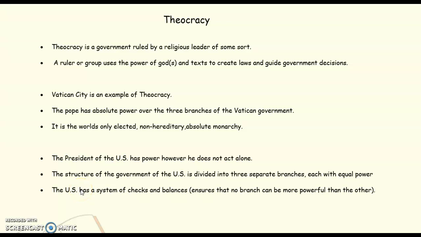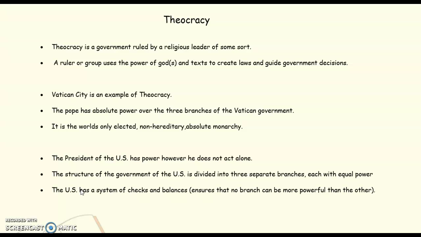Next, we're going to be talking about theocracy. Theocracy is a government ruled by a religious leader of some sort. A ruler or a group uses the power of gods and texts to create laws and guide governmental decisions. So it's more based on a religious type of rule. It's very common in the Middle East, and you could say Saudi Arabia, you could say Yemen.